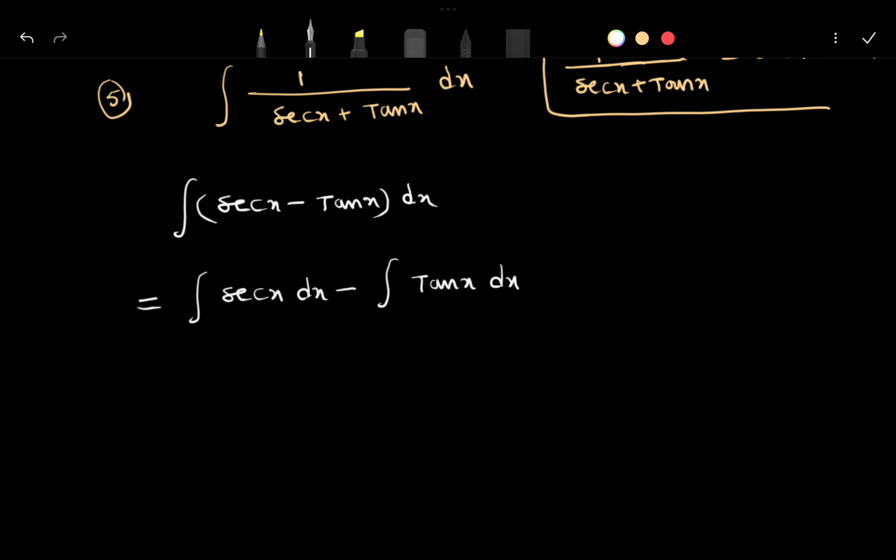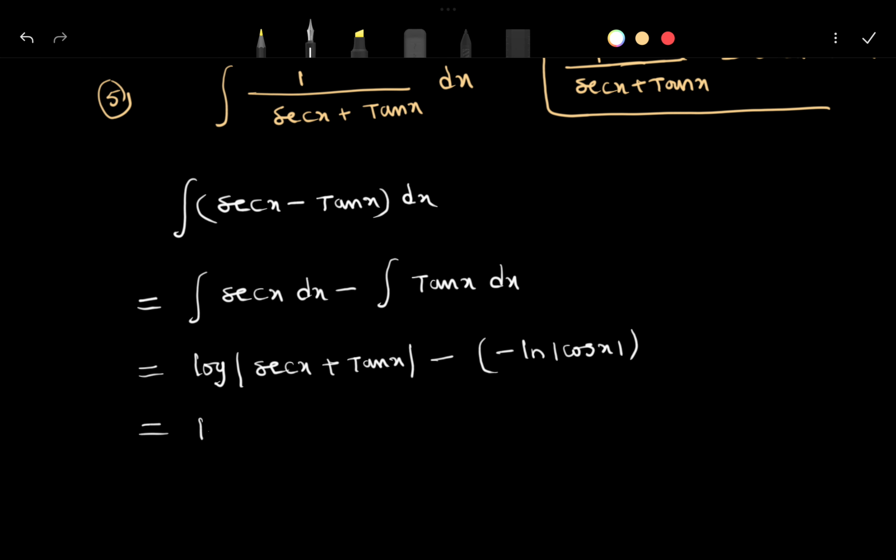You know, integration of secant x equals what? That will be log of secant x plus tan x. I already gave this in the above formulas. Next, minus integration of tan x, that is minus (minus ln of cos x). Now here, minus into minus is what? Plus.